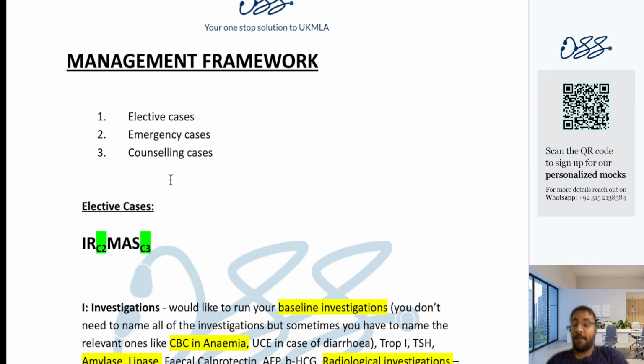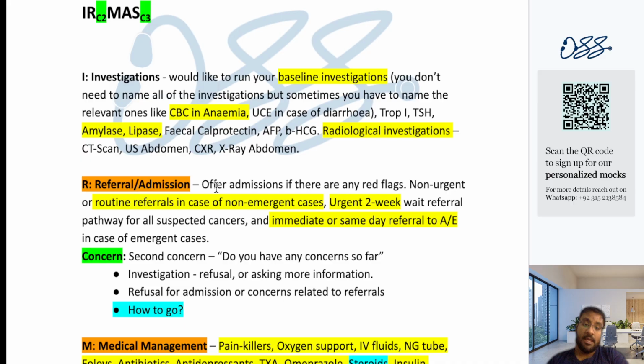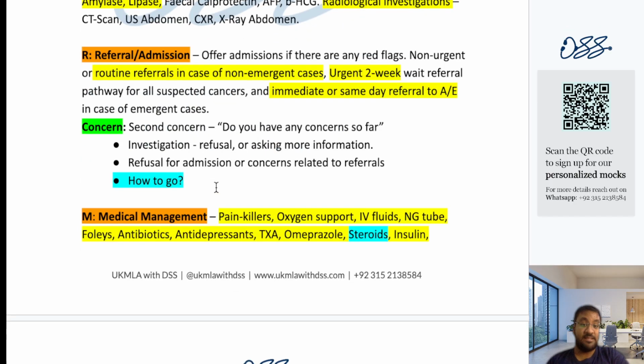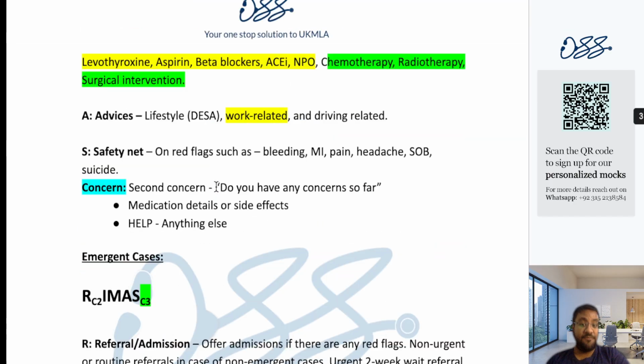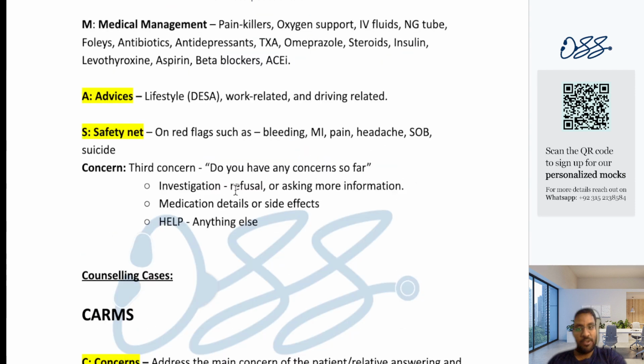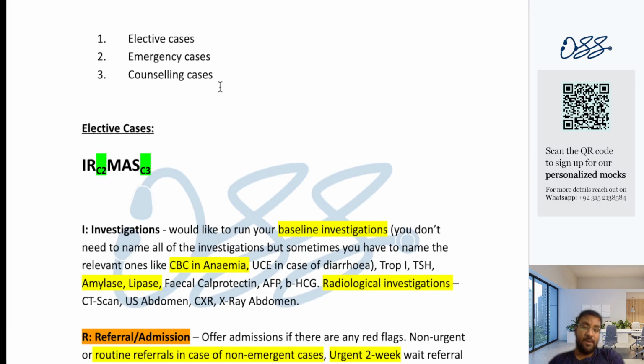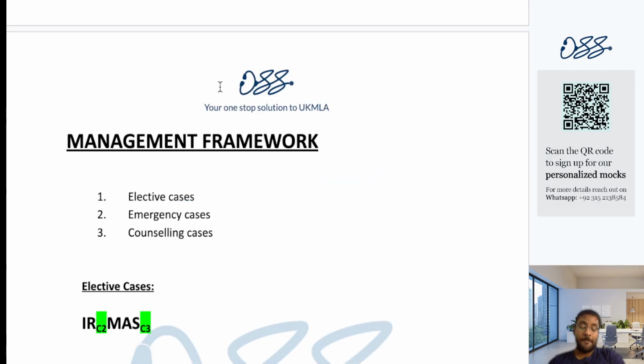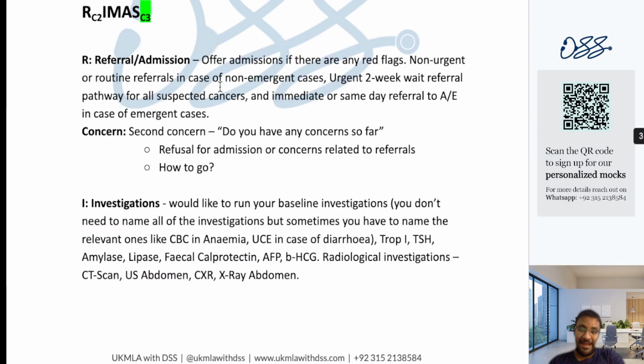Make sure that you have checked all the boxes, make sure that you have done all of these things correctly, and trust me on this, if you are able to do all of these things correctly in the right order, it's unlikely that you score less than 3. Minimum 3 you would definitely be scoring in the management, and 3 in management is a very good score. Most people end up getting just 1 or 2. So I hope that I have covered the management framework in a lot of detail.